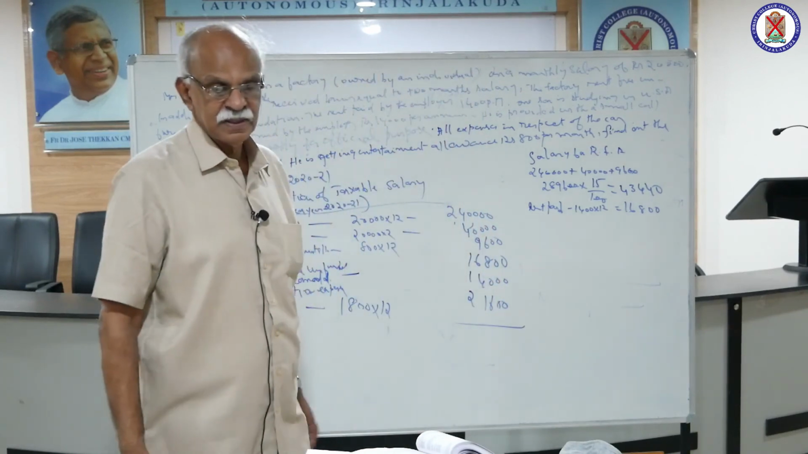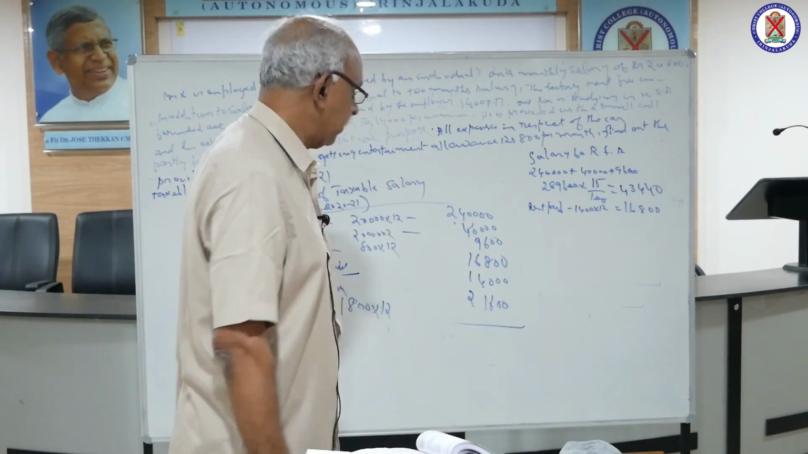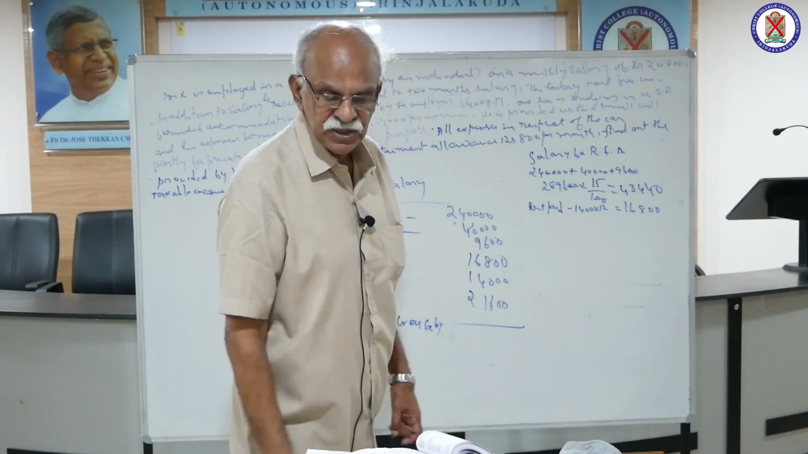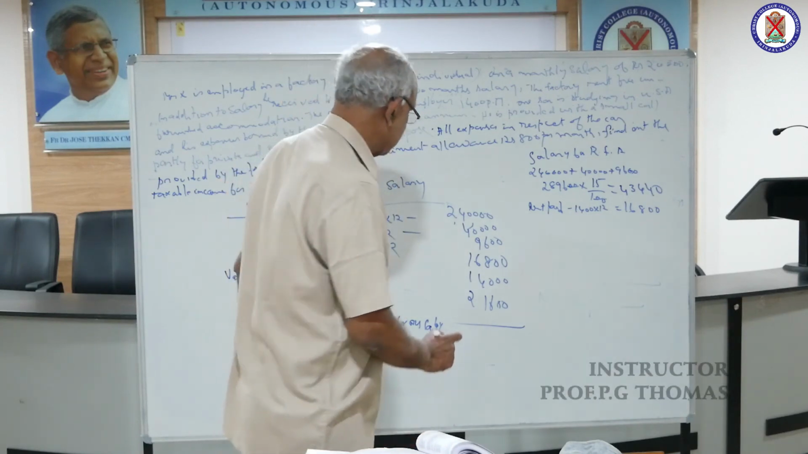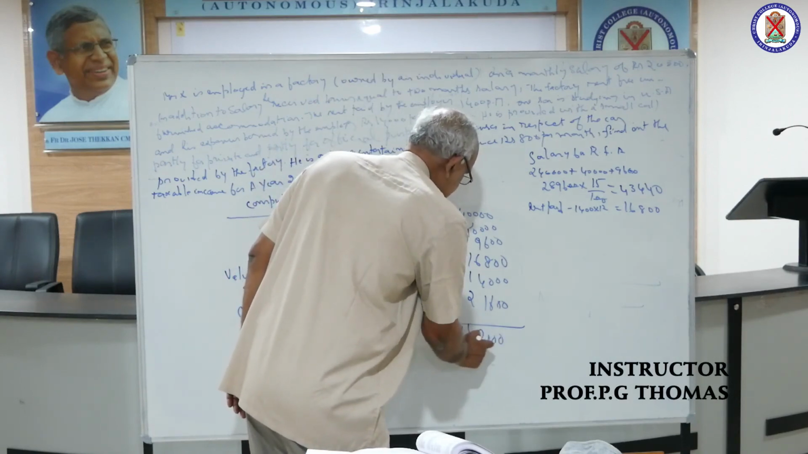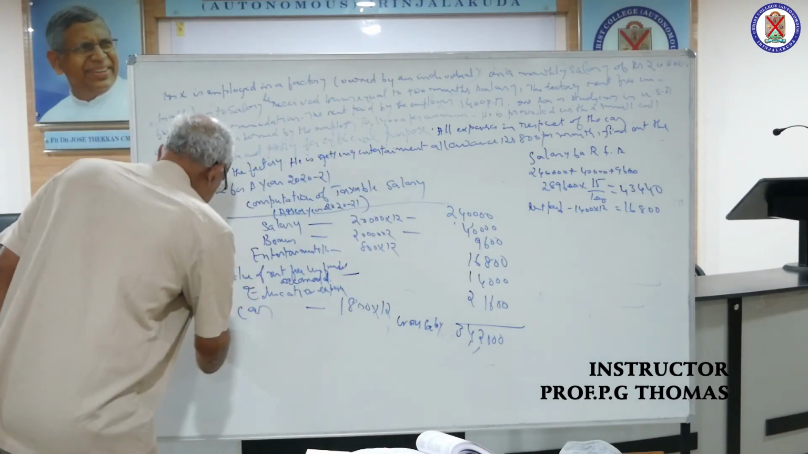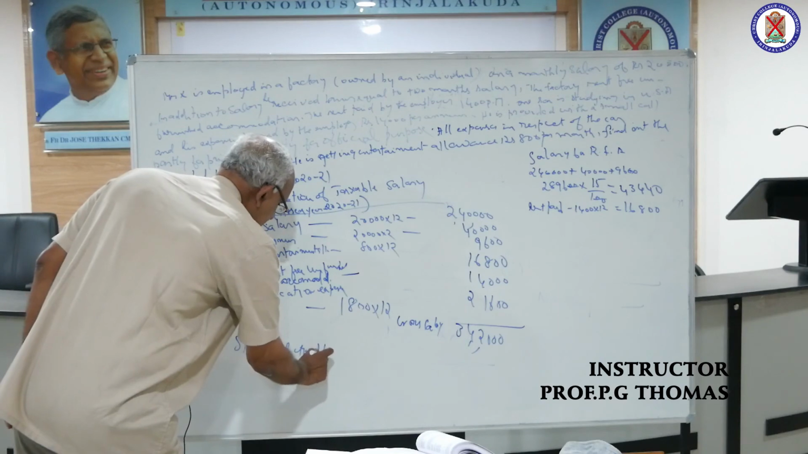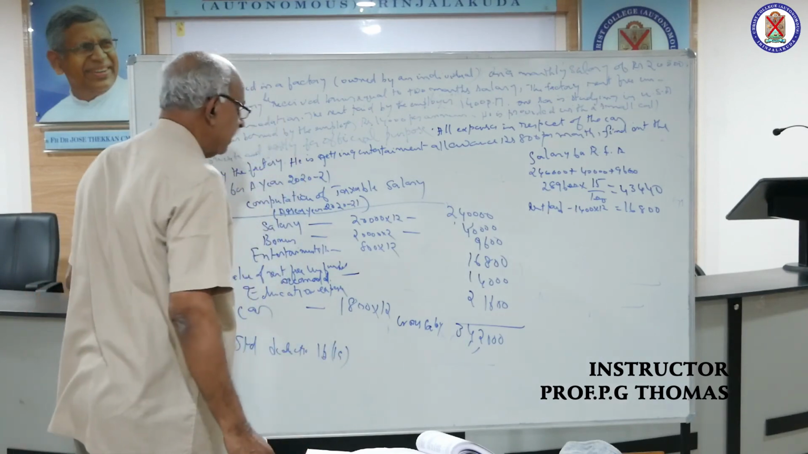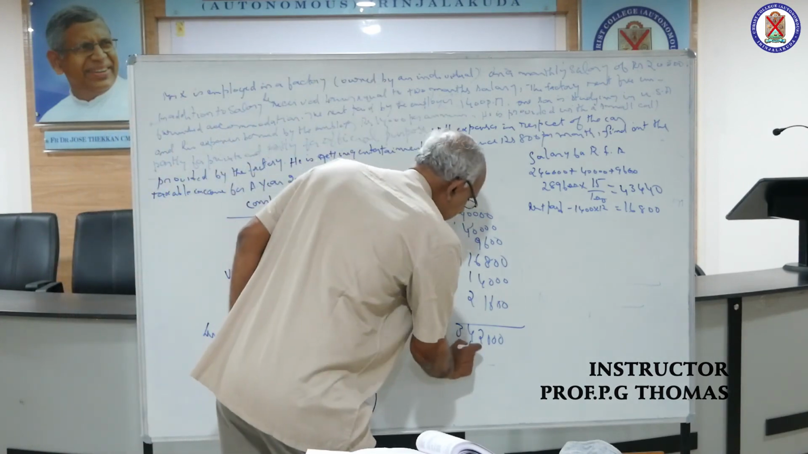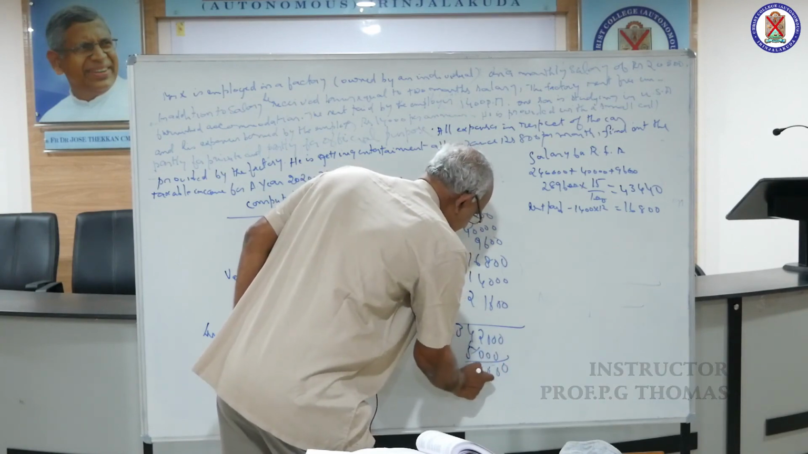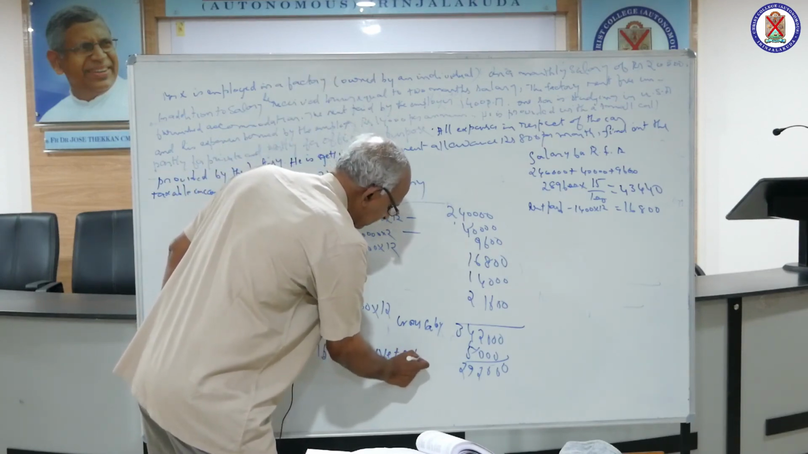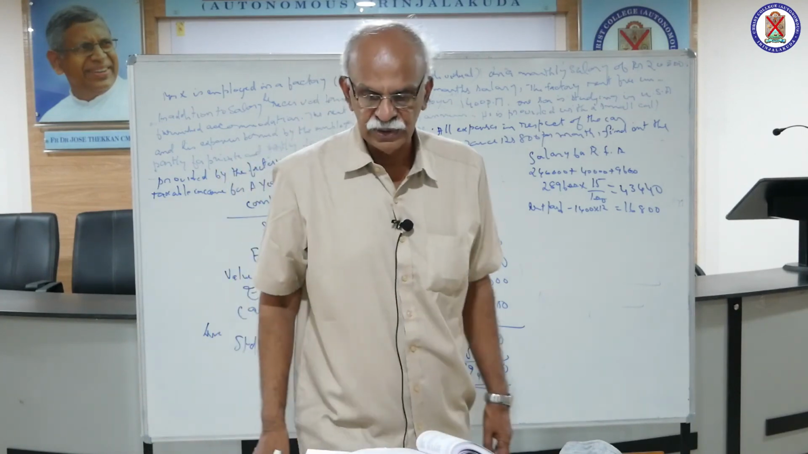Now we have taken all the items. Now you will get the gross salary. When you add all this, you get 3,42,000. Now you have to deduct the standard deduction, which is 50,000. Balance is 2,92,000. That is the net salary. So much about that.